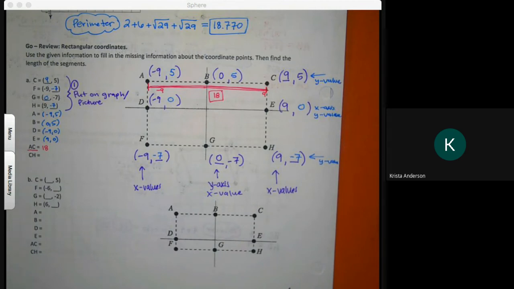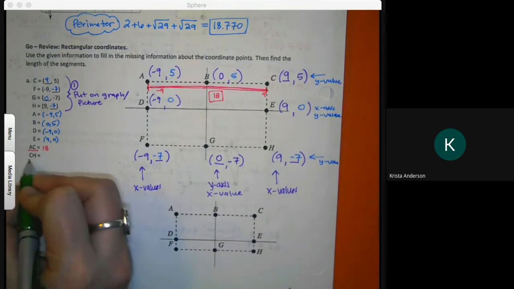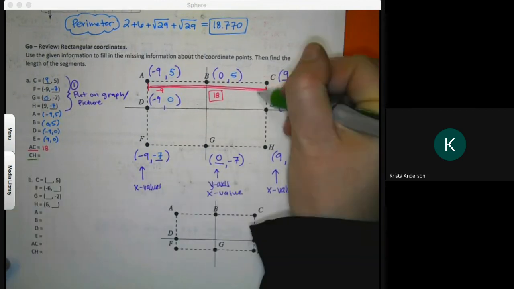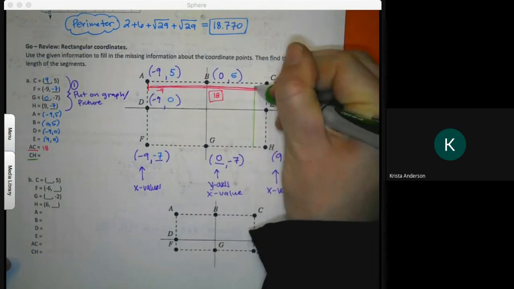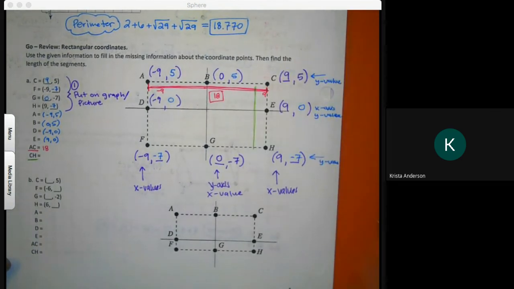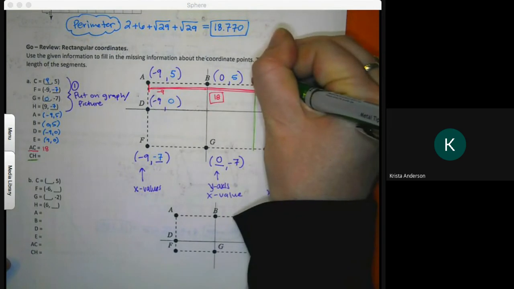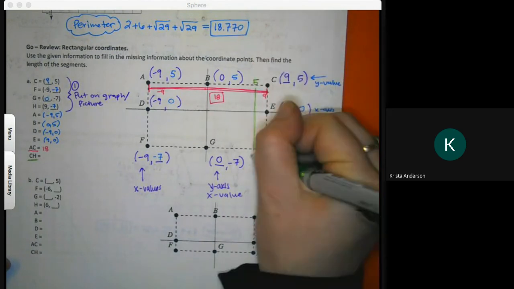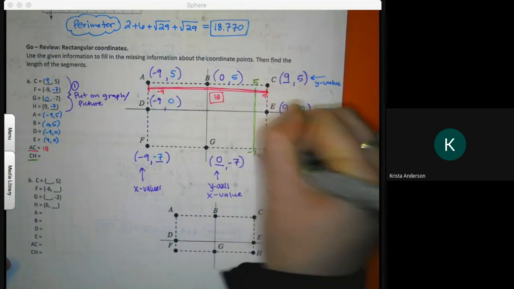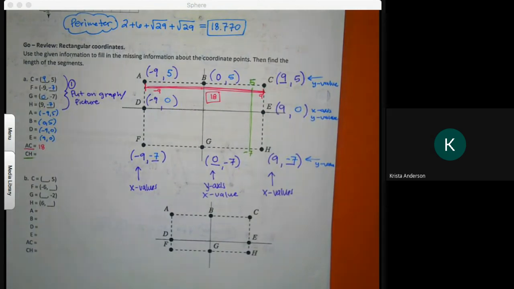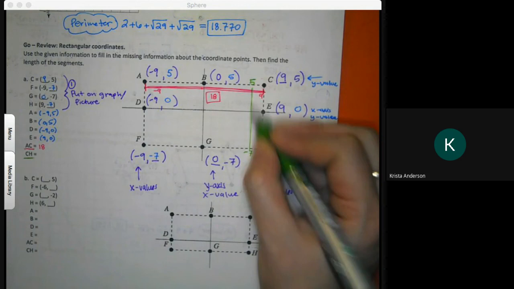Then I do the height, which will be the y's. Different color. C to H. The height of this one is at 5. And then this one's at -7. How far is 5 and -7? It'll be 5 plus 7. 7, 8, 9, 10, 11, 12.